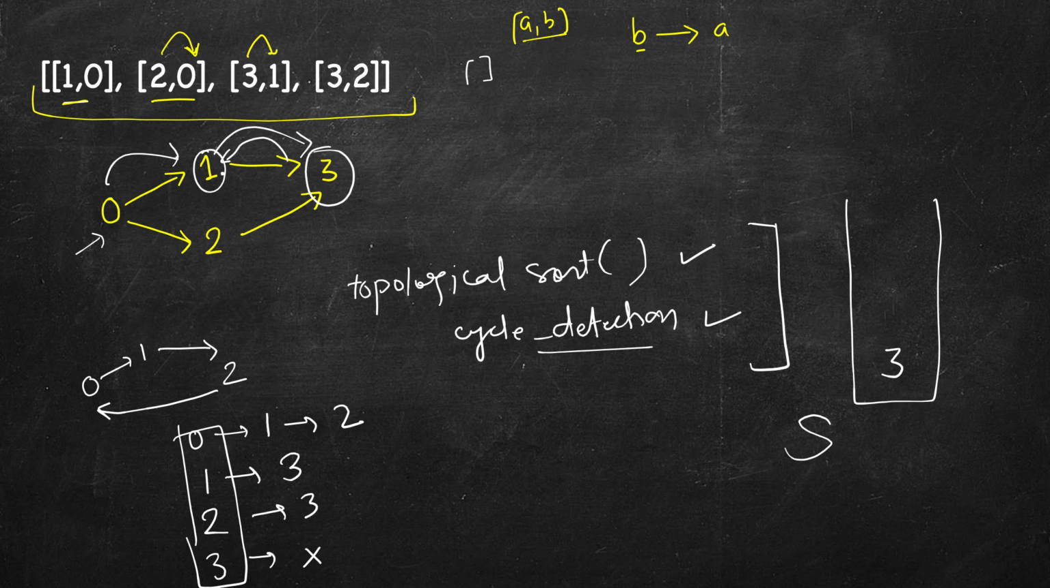And now there is no way to go from 1 also. So all the options are exhausted. So we put 1 into the stack and come back to 0. From 0 there is one more path which we have not explored. So we come back to 2.